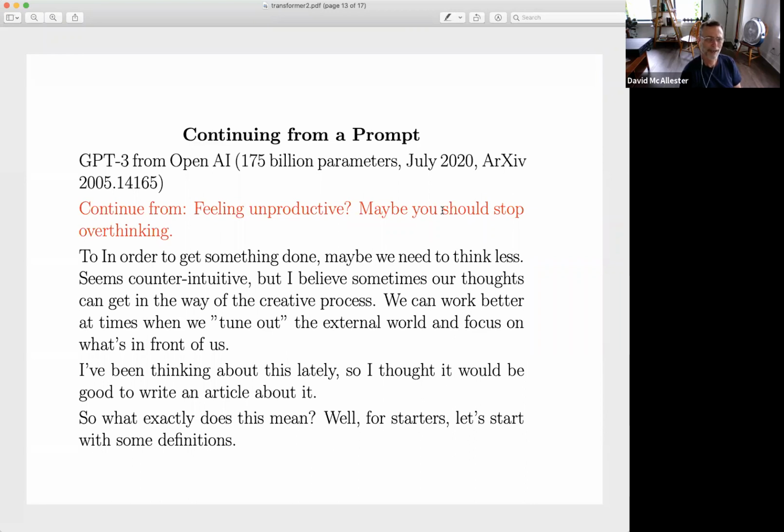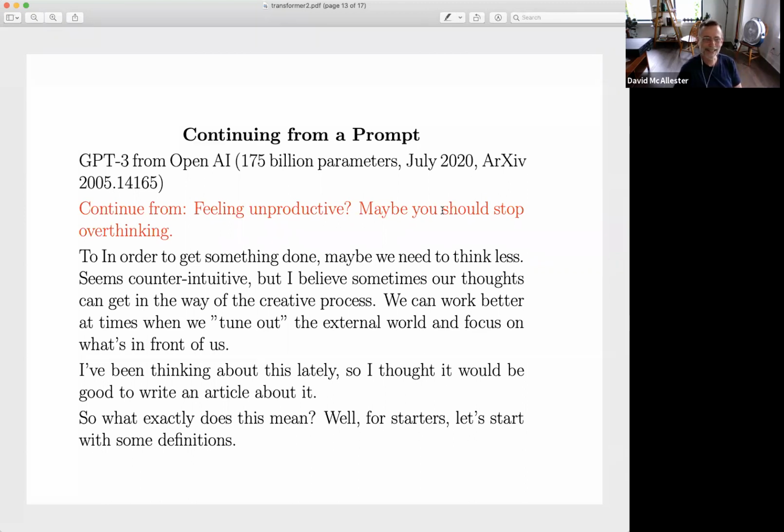And I think I mistyped the beginning of this. In order to get something done, maybe we need to think less. Seems counterintuitive, but I believe sometimes our thoughts can get in the way of the creative process. We can work better at times when we tune out the external world and focus on what's in front of us. I've been thinking about this lately, so I thought it would be good to write an article about it.